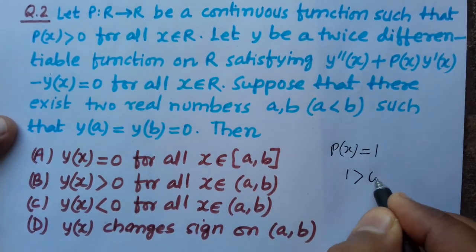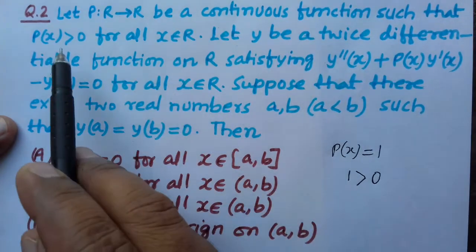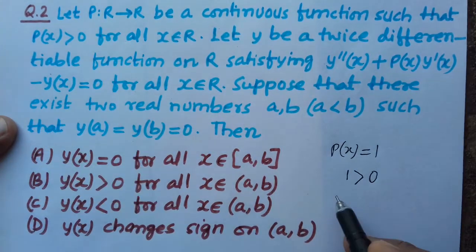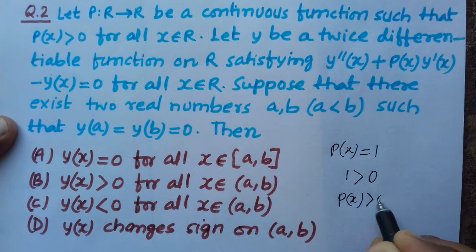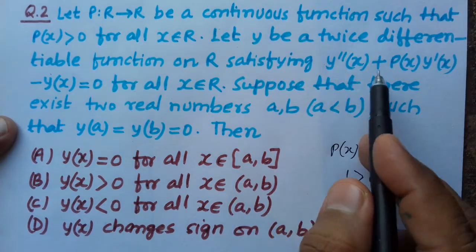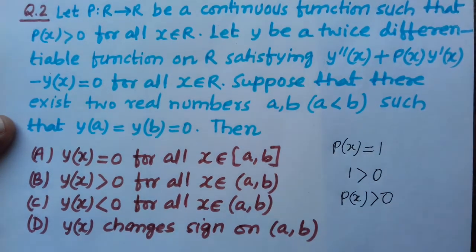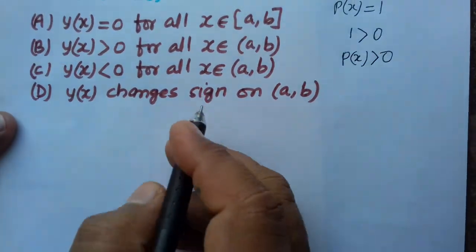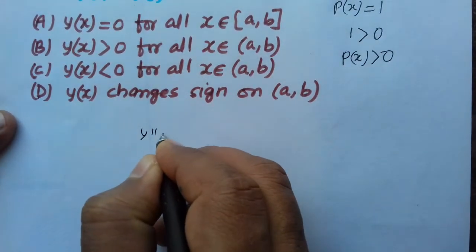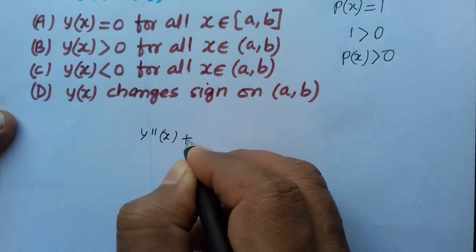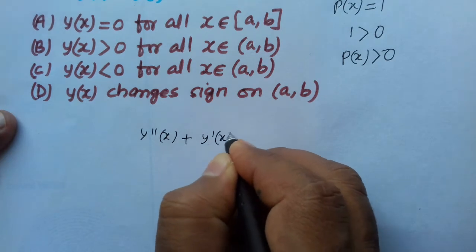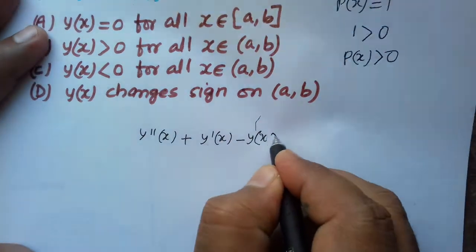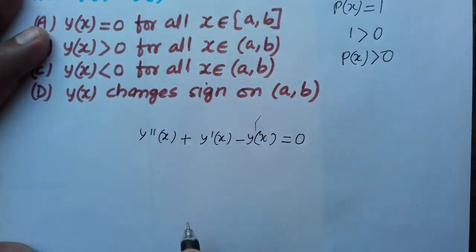1 is greater than 0. Here in the question it is given that p(x) is greater than 0. So p(x) equals 1. This means that p(x) is greater than 0. Now put p(x) equals 1 in this differential equation and let us write y''(x) plus p(x). We have assumed p(x) equals 1, so here will be y'(x) minus y(x) equals, according to the question, 0.